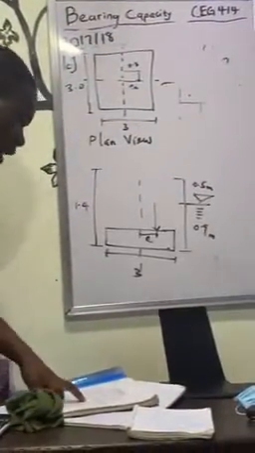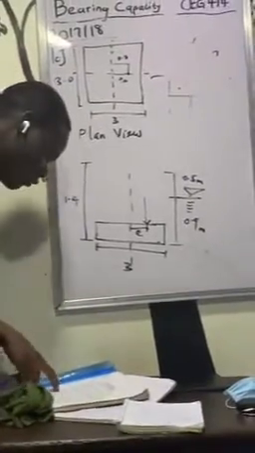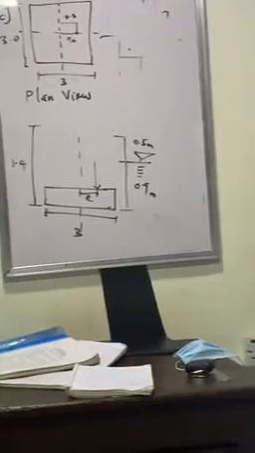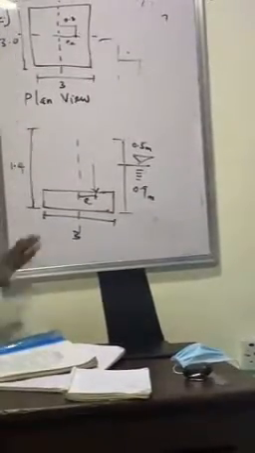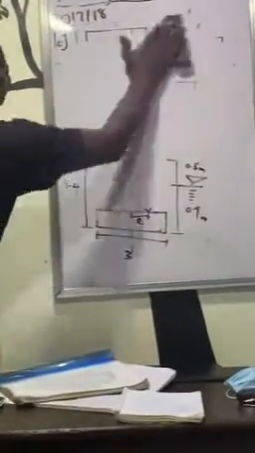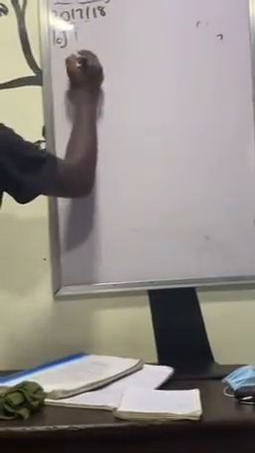So determine the gross allowable load that the footing can carry using Meyerhof's formula. As you guys can see, this whole diagram is also at the back. We'll be making reference to it little by little. Meyerhof's formula is also in the PQ, but for people's sake, I'll write it down.